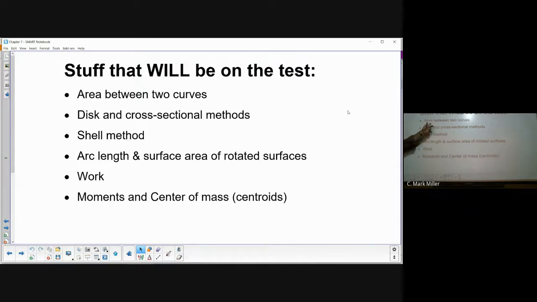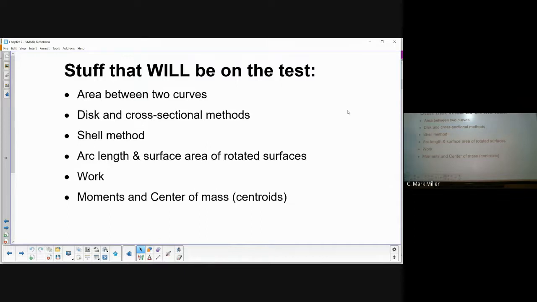Disk method and shell method are both for rotated volumes. If you have a function of x revolved around the x-axis, disk method. Function of y revolved around the y-axis, the same axis, disk method. A function of x revolved around the y-axis, shell method. Function of y revolved around the x-axis, the opposite axis, shell method. Cross-sectional method is actually related to the disk method, and we did a few oddball ones in class that you've got to know.